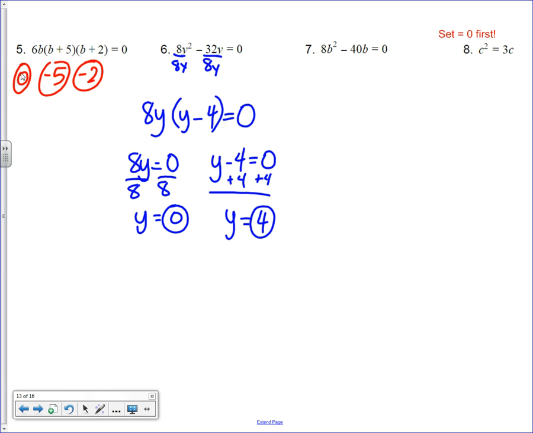Folks, let's do number 7. Again, there's no parentheses, right? So you've got to make them. So, Cody, what can I take out of 8 and 40? 8. Can you take any variables out of both of those? B's. So I am going to take out a GCF of 8b. If I divide them both by 8b, Cody, what's left?